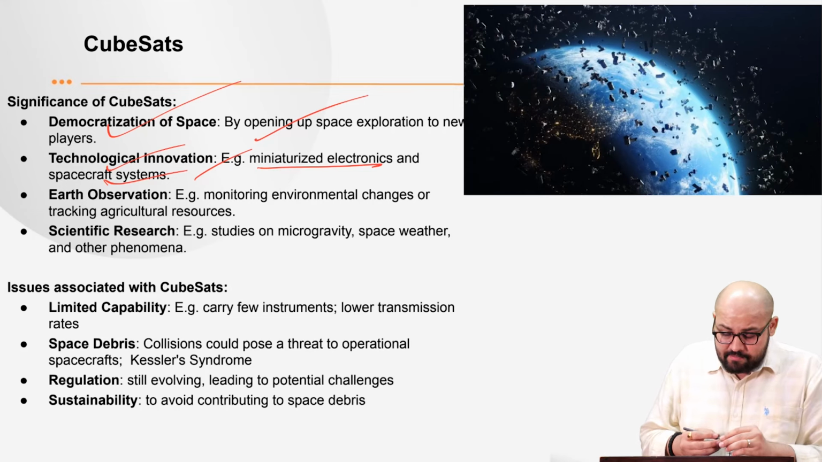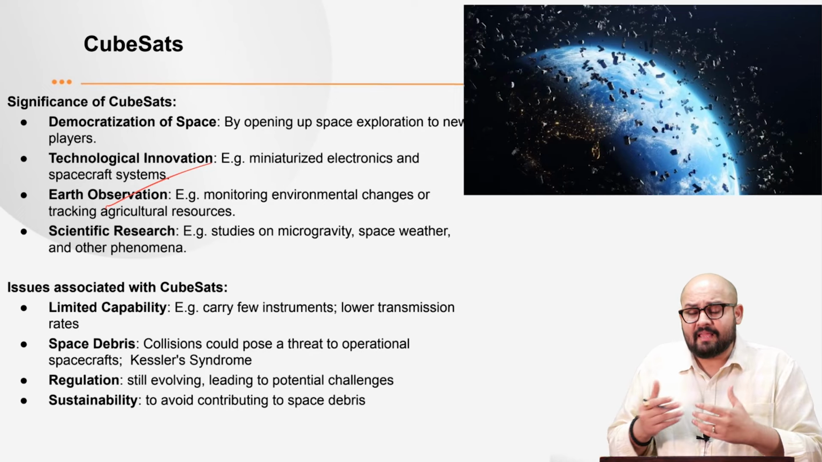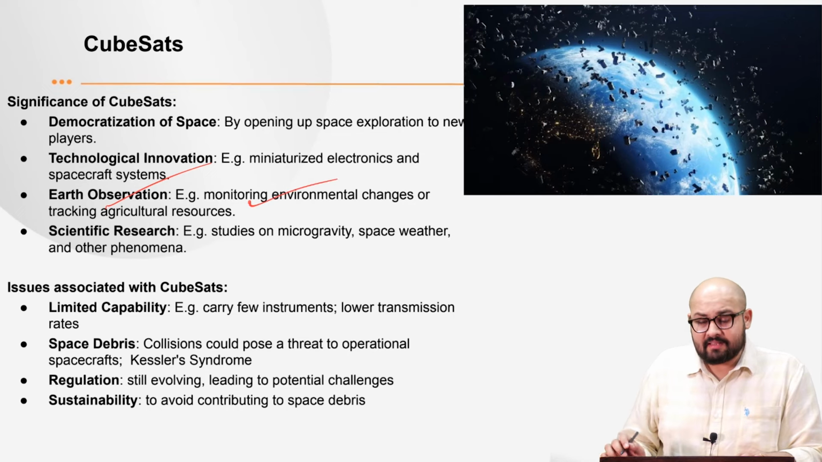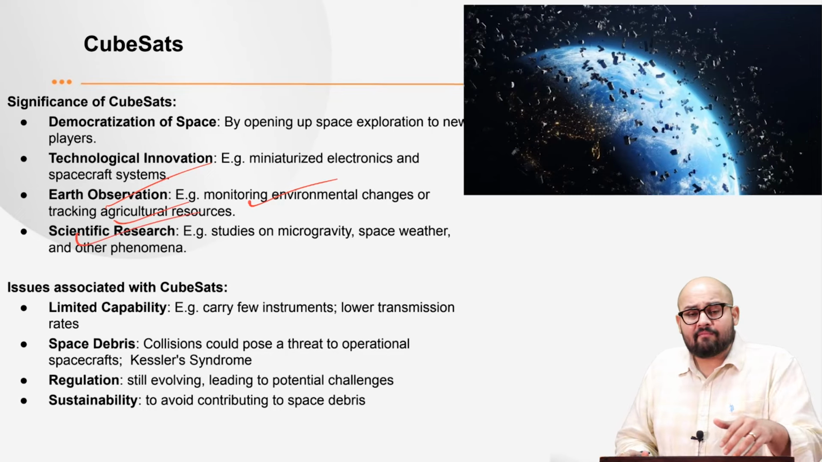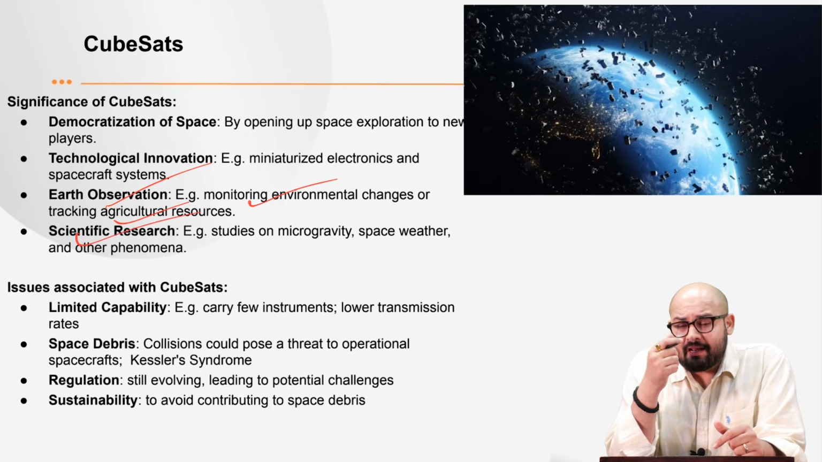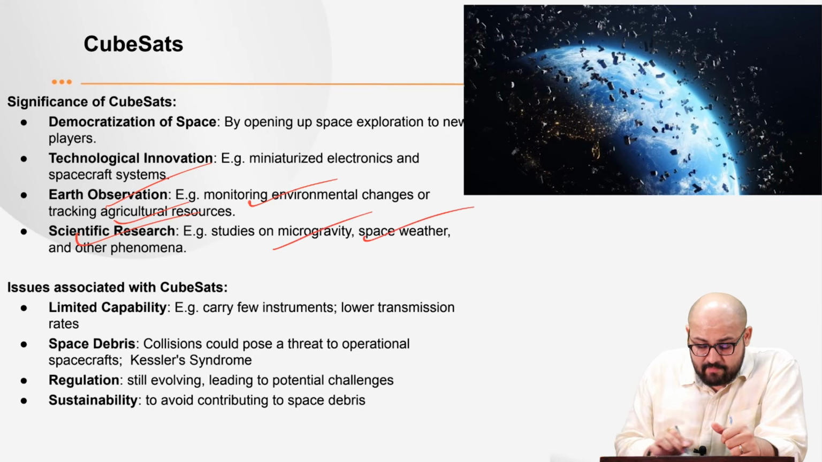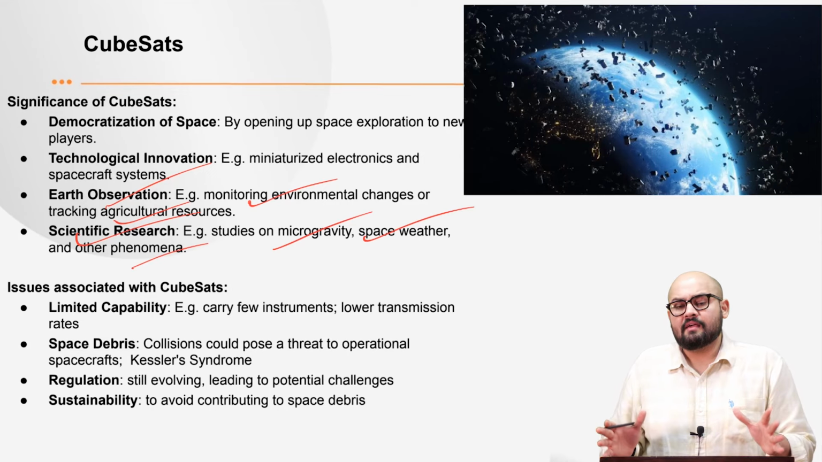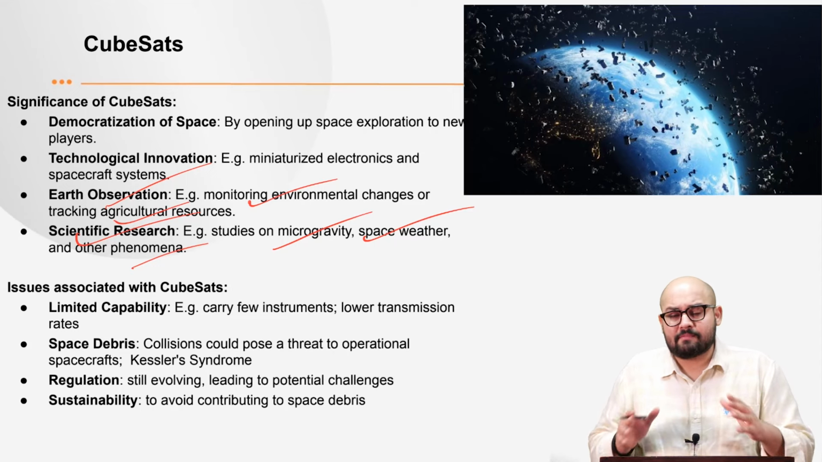Then we have got Earth observation. Because of the faster development, faster assembly of these CubeSats and small size, they are also being used for Earth observation, for example, monitoring the environmental changes or tracking the agriculture resources. Then research institutions are utilizing these CubeSats in order to explore more domains when it comes to microgravity, space weather, and other phenomena. So what we see is, definitely it has led to opening of the space exploration, and it has led to inclusion of more players in the space development.